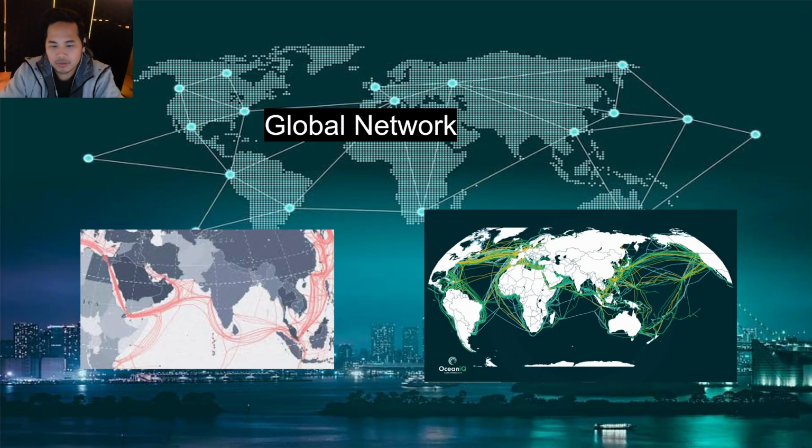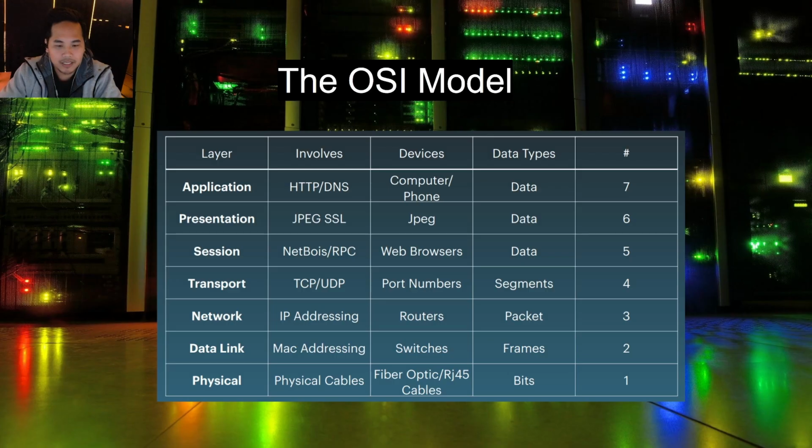Now let's look at the conceptual framework that explains how data actually moves through all of this. Now we're gonna talk about the OSI model, a 7-layer framework for understanding networks. OSI stands for Open Systems Interconnection: 7 layers, from the physical cable to the application you interact with.